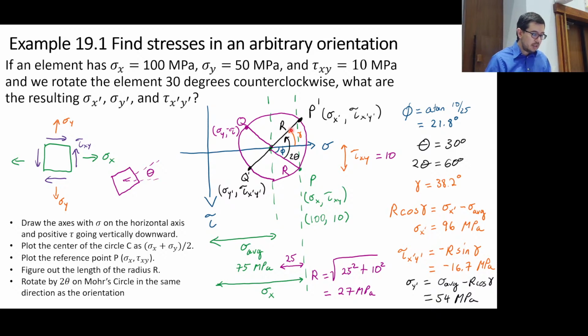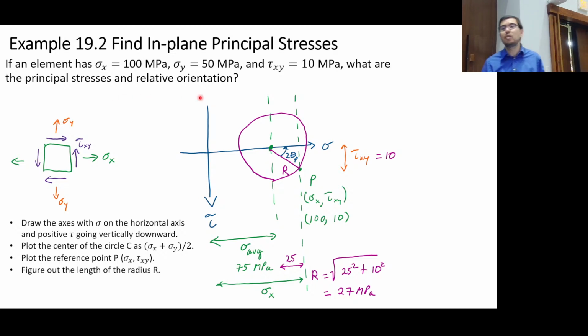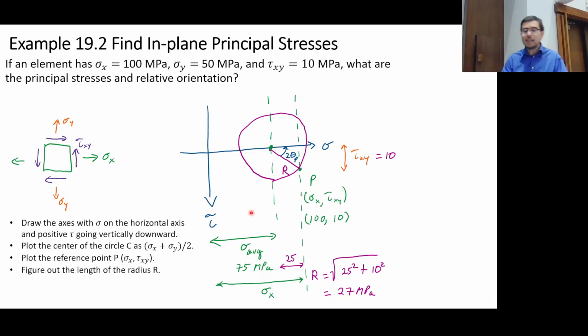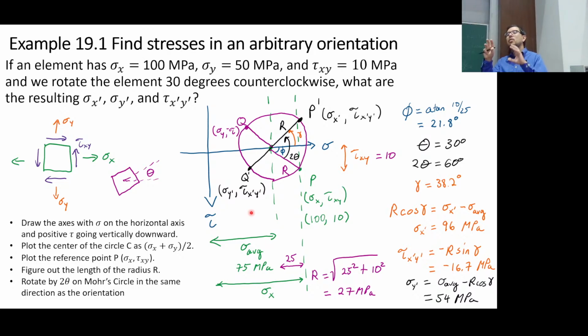Okay, let's take a look at another example. Here it's just already done for us. Here we have sigma x is 100 megapascals, sigma y is 50 megapascals, and tau xy is 10 megapascals. Well, that's remarkably familiar. Now the question is, what are the principal stresses and their relative orientation? So I copied exactly what we just had back here. Except now, this previous problem was about using Mohr's circle to figure out an arbitrary new state of stress.